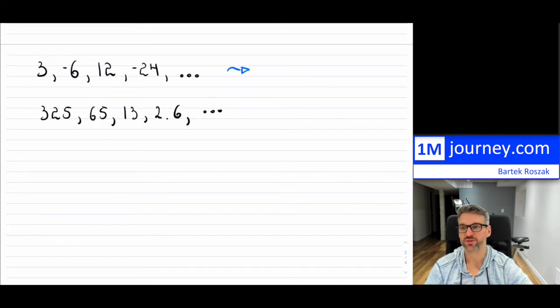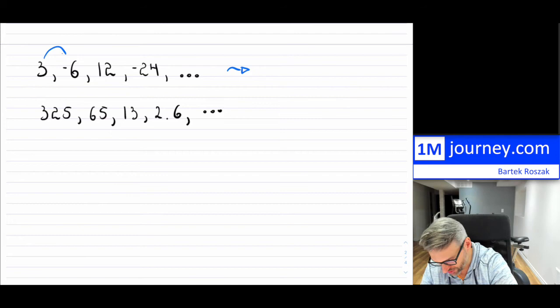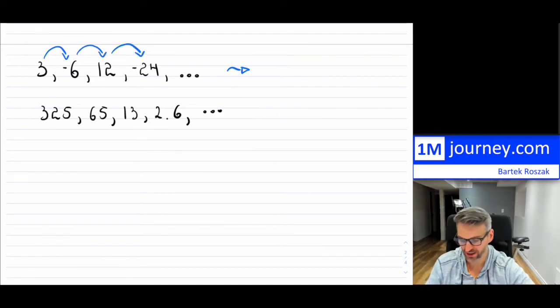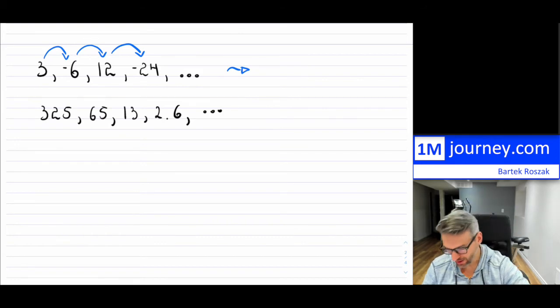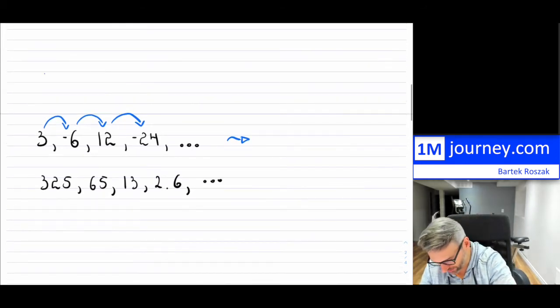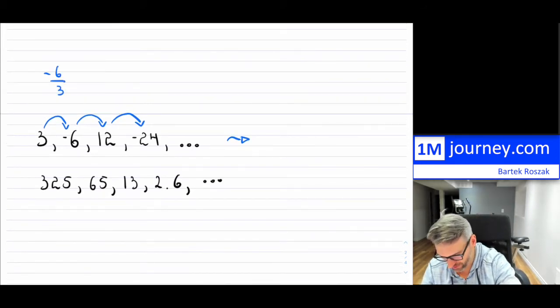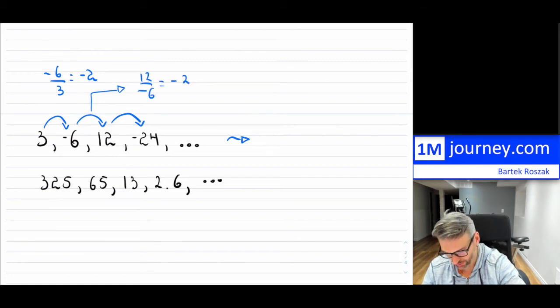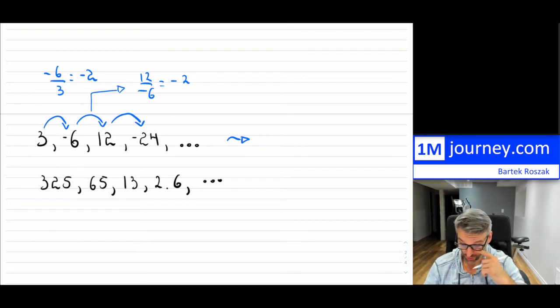If someone gives you this, then you want to try to find the ratio between the terms, and check a few just to make sure that it is actually equal. So I'm going to take the first one: minus 6 divided by 3, and that ratio is negative 2. Now, if I take these two, 12 divided by negative 6, it's still negative 2. If I take negative 24 divided by 12, it's still negative 2.